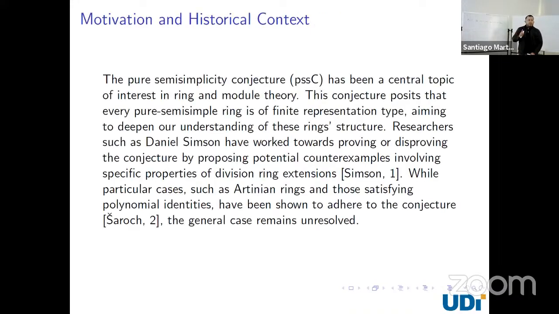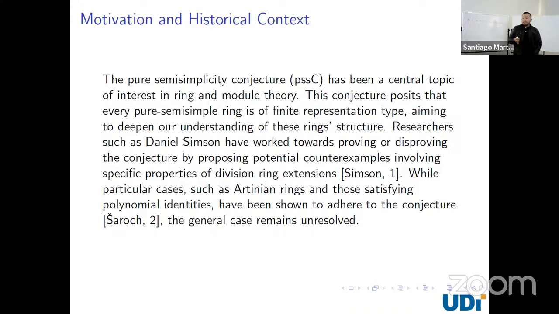So we wanted to see if we can extend this result that we had in semisimple rings to a broader class, which is the pure semisimple rings. The motivation is that the pure semisimple conjecture has been a central topic of interest in ring and module theory. Around the 60s, Robert Warfield was the first one to talk about this conjecture. There are many ways to define a pure semisimple ring. We have left and right pure semisimple rings. The conjecture says that a left pure semisimple ring is also right pure semisimple. And this implies that every pure semisimple ring is of finite representation type.